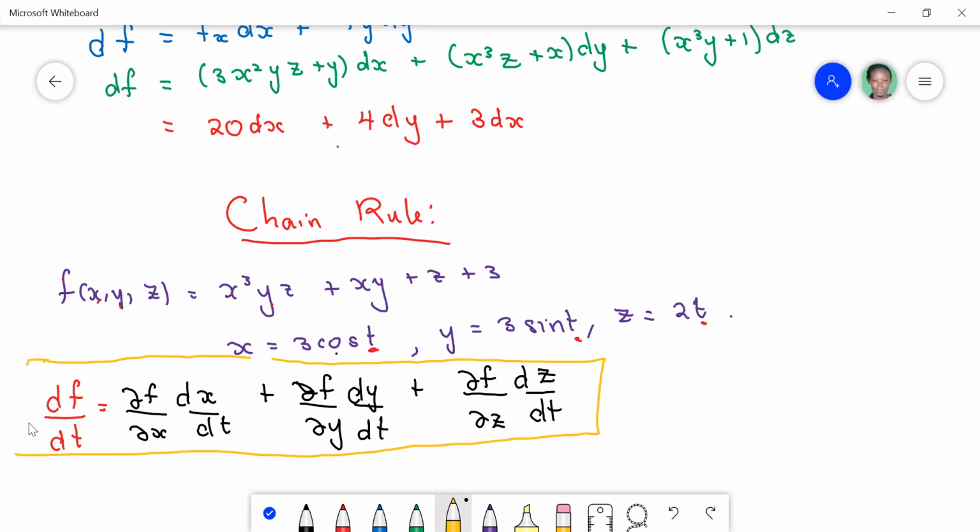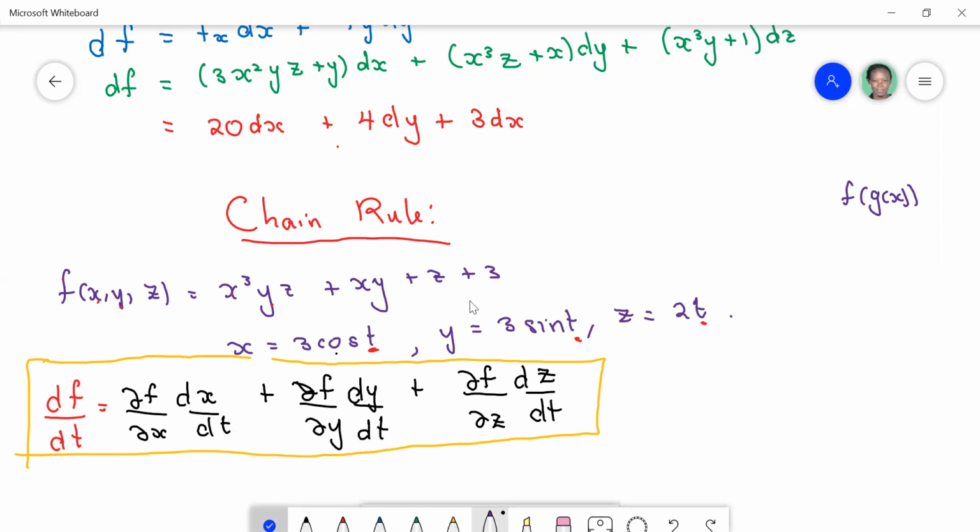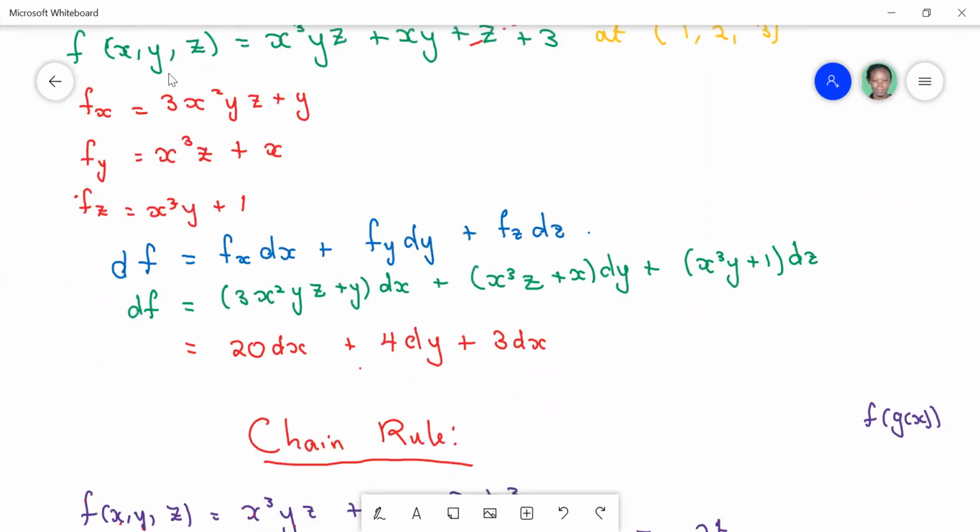So this is our chain rule because our function is a function of another function. If you remember when we were doing the composite function, we had f, but f is also a function of this. So this was the composite we were looking at. If you know this, then we can solve. We already know the partial derivatives for these individual functions that we already solved here.